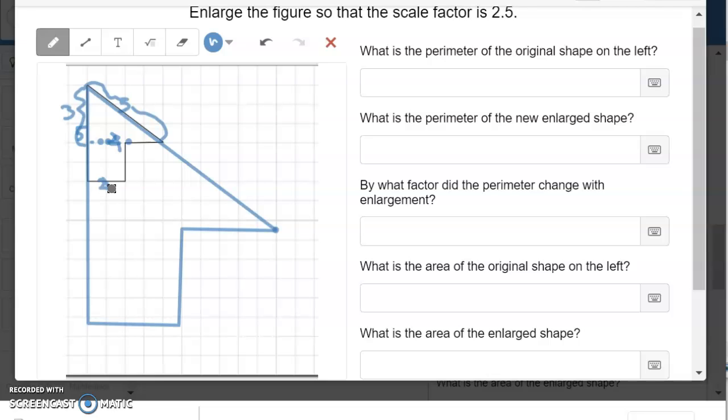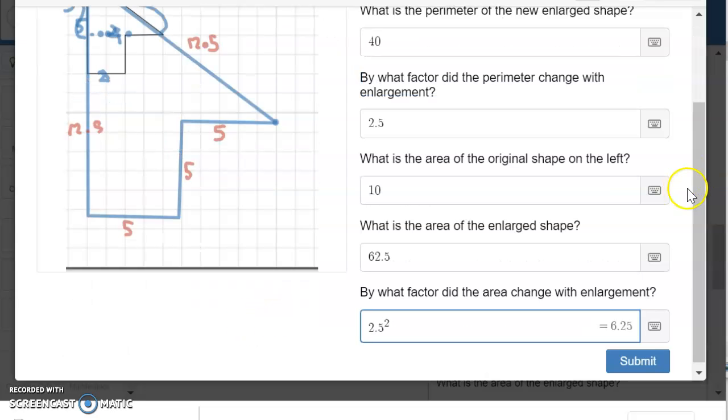So I have 3 and 2. That's 5, 7, 9, 11, plus 5 is 16. So I have 16 units as my perimeter. What is the new perimeter? I am just going to give you the answers. And here are my answers.